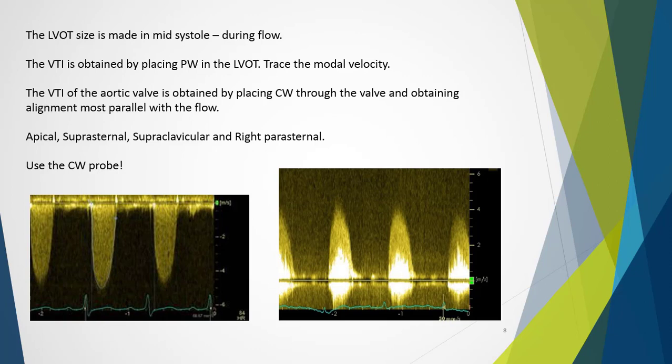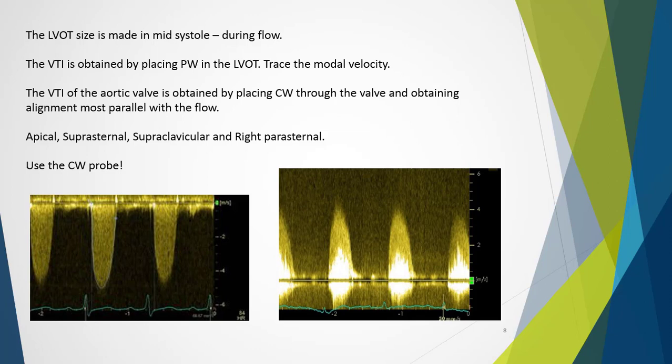The diameter halved is the radius of the left ventricular outflow tract. To minimize the effect of the assumption that the left ventricular outflow tract is uniform in size, it is important when evaluating the aortic valve that this measurement is made in mid-systole during flow.